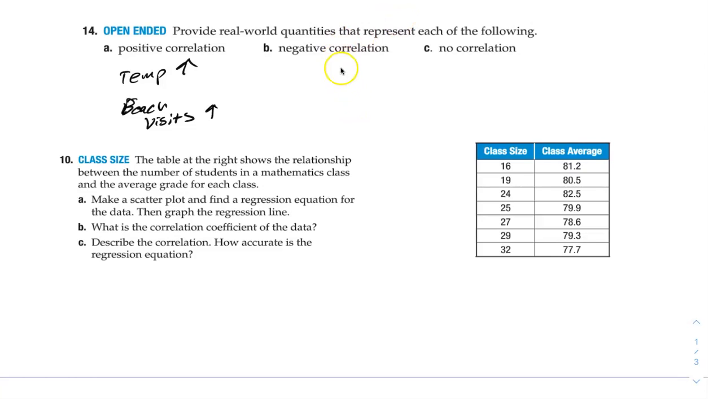A negative correlation, so something goes up, what goes down? I'm going to say temperature again. As it gets hotter, what happens less? It gets a lot less. Sweaters.